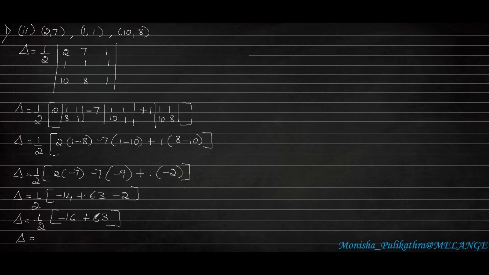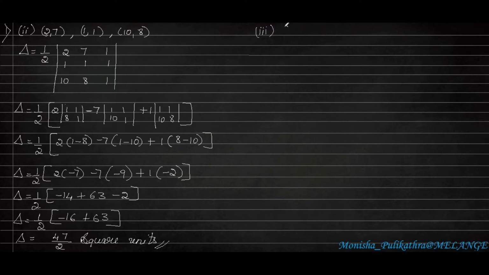So delta is equal to, here 63 minus 16 is 47. 47, this 2 is here, 47 divided by 2 square units. So this is the answer for the second sub question. So let us move on to the third sub question.